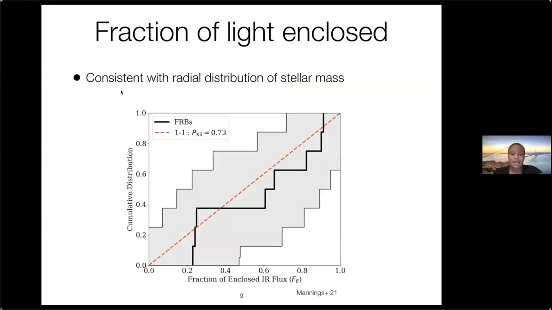Okay. And then again, along those same lines of tracing the stellar mass, we look at the fraction of light enclosed. We do some isophotal fitting to the host galaxy. And for the isophote that's closest to the radius or the offset of the FRB, we measure how much light is enclosed within that circle versus the entire flux of the galaxy. And we find that this distribution is consistent with the radial distribution of stellar mass, as you can see pretty closely tracing that one-to-one line as well. And I may not have specified, but the fractional flux CDF that we were looking at before was infrared light. So looking at the stellar mass distribution and here also looking at infrared flux.